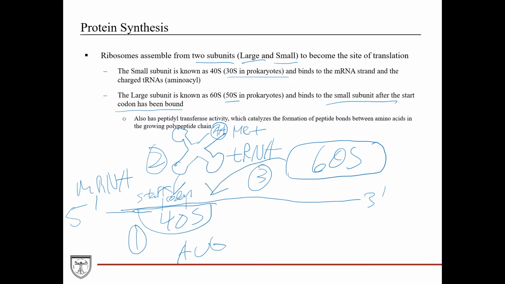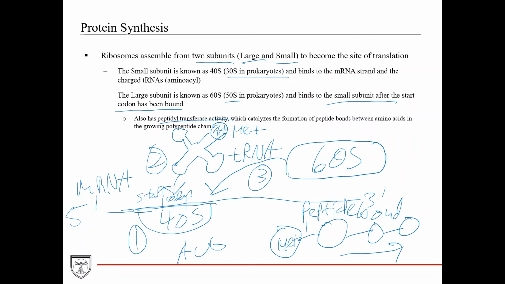And what's important to know is also that the large subunit has what's called peptidyl transferase activity, and this catalyzes the formation of those peptide bonds. So you'll start with methionine, and then you'll have more tRNAs coming in as the process of translation occurs, and so you'll have new amino acids coming in, and so you need to form that peptide bond. And so you keep adding to the chain, and that forms your polypeptide sequence.